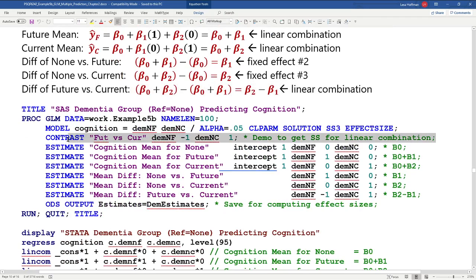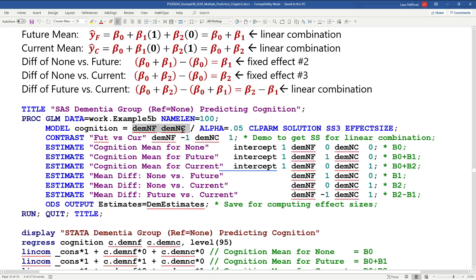That extra linear combination is right here. So I have a contrast statement that is without commas. What I'm doing is asking it to create a difference in two slopes as the term that I'm requesting an F-test and semi-partial eta square for. I'm doing this for demonstration purposes.